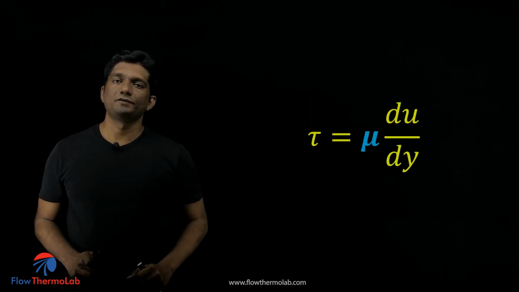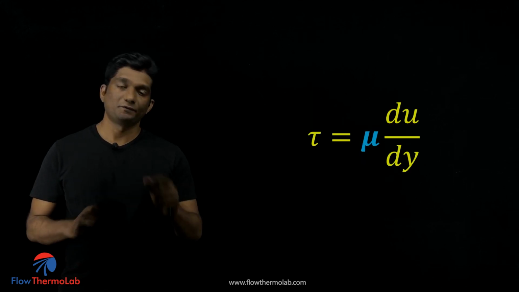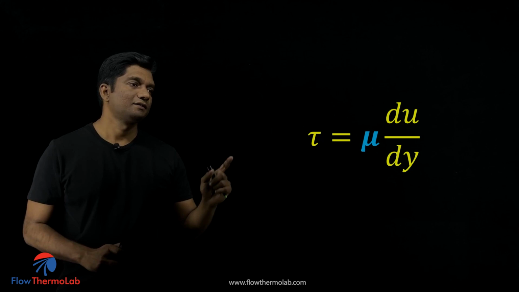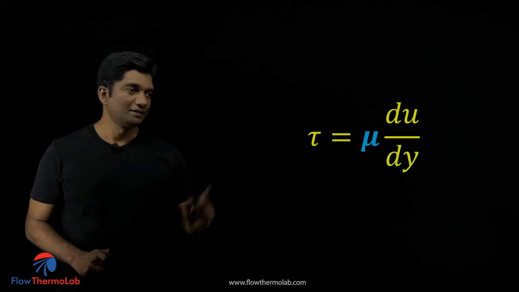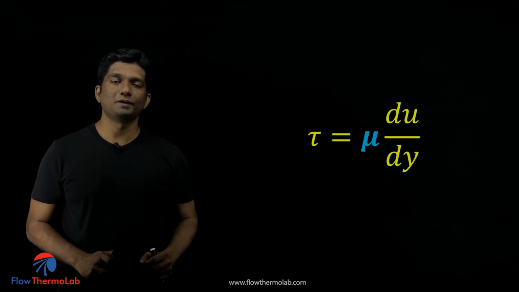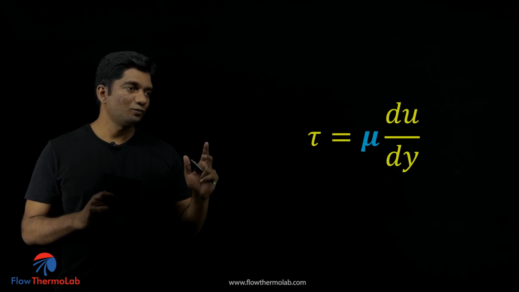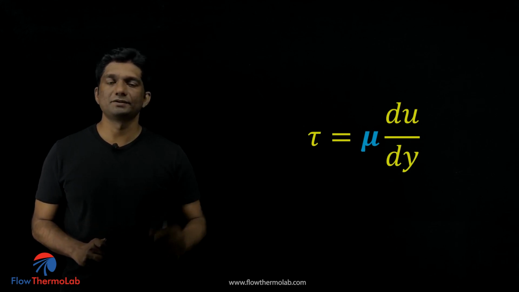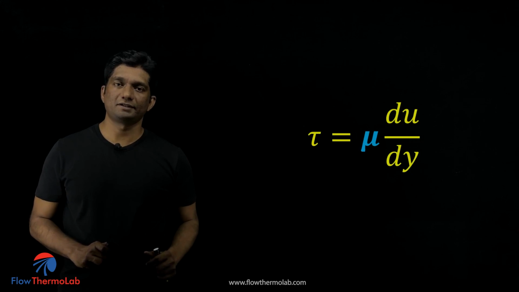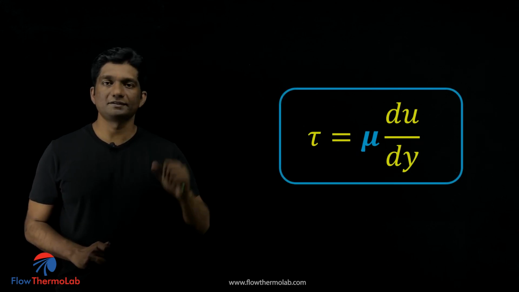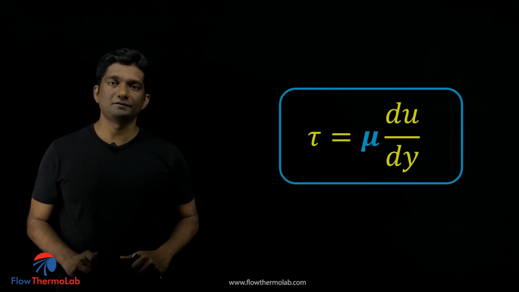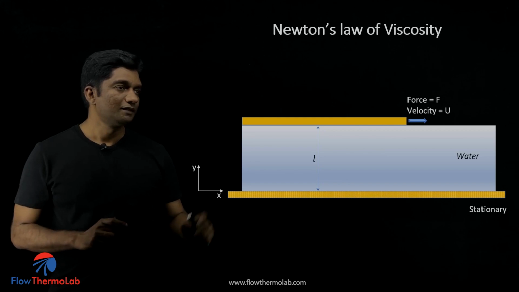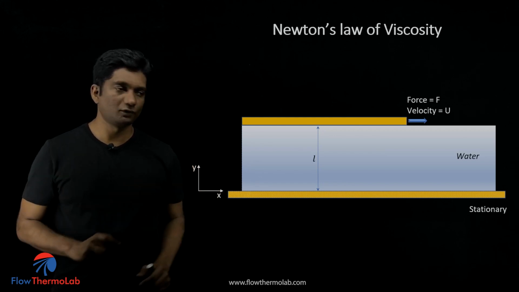Another important point which we have to discuss when we are discussing viscosity is Newton's law of viscosity. Tau is equal to mu du by dy. So the shear stress is equal to the dynamic viscosity multiplied by the velocity gradient. How do we get this equation, right? How can we derive this equation? Let's do that. This is very easy to follow as well.